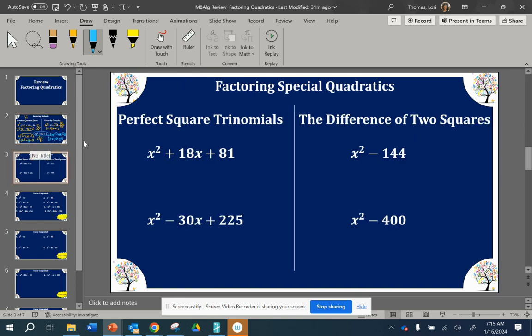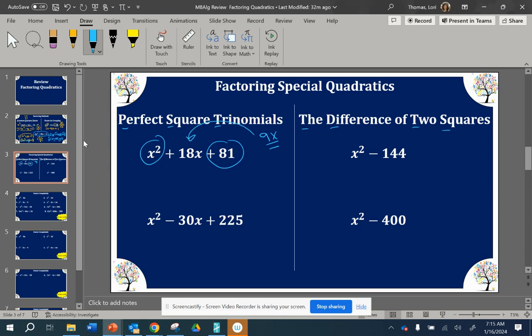Now let's remember our 2 special quadratics. If we can identify these as what they are, then we can factor very quickly. So perfect square trinomials, we have a perfect square, our first and last term. The product of the roots doubled does give us that middle term. So the root of 81 is 9. The root of x squared is x. And when we double that, we do get 18x.